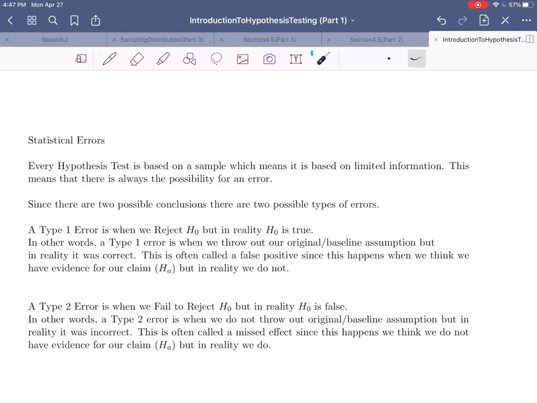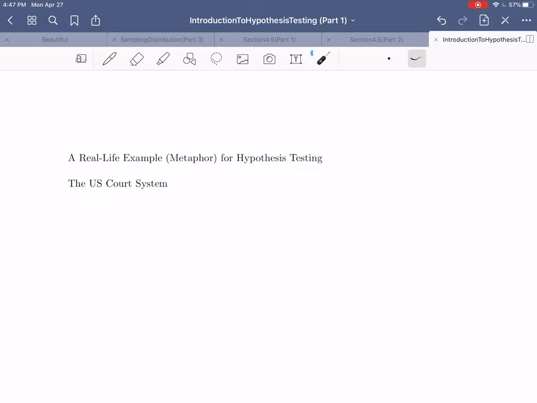So a real-life example, or if you prefer, a real-life metaphor for hypothesis testing. What we're going to do is talk about the U.S. court system. So in other words, if you're ever involved in a court case in the U.S., how that actually functions as a hypothesis test. Now, it's not a statistical hypothesis test because there isn't a sample of data per se, but it's similar in the sense that there is a discussion of evidence and things like that. So we're going to use this to help us understand these pieces.